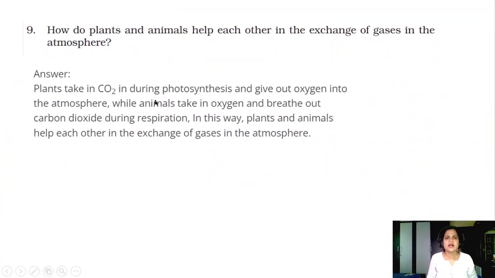Question number 9. How do plants and animals help each other in the exchange of the gases in the atmosphere? How is it possible? Answer. Plants take carbon dioxide during photosynthesis, that means during the daytime when sunlight is there, and give out oxygen to the atmosphere, while animals take oxygen in and breathe out carbon dioxide during respiration. In this way, plants and animals help each other in the exchange of the gases in the atmosphere. That carbon dioxide is used by the plants again for producing the food.